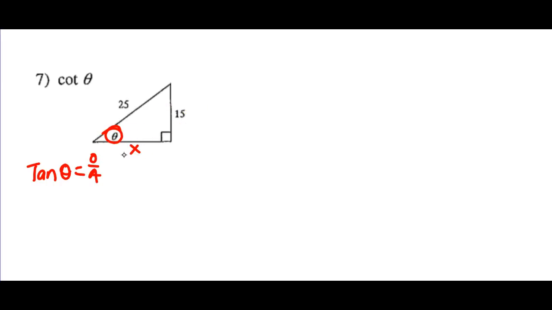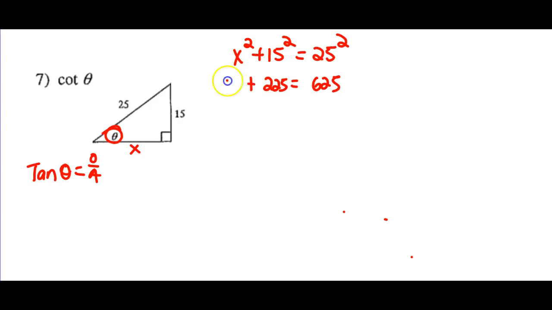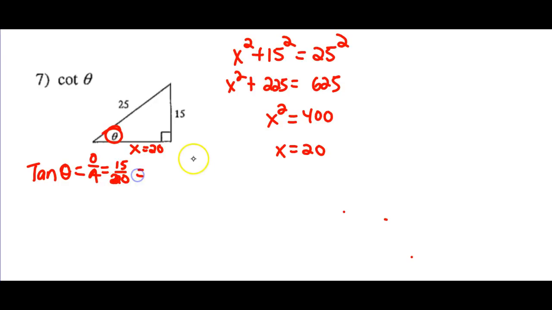I'll call it x. And so once again, turn to Pythagoras, and we get x squared plus 15 squared equals 25 squared. 25 squared is 625. 15 squared is 225. So I get x squared is equal to 400, where x is equal to 20. So that means my opposite over adjacent is 15 over 20, which is the same thing as 3 over 4 when you reduce it. So flipping that, I'll get cotangent. So cotangent of theta is equal to 4/3.